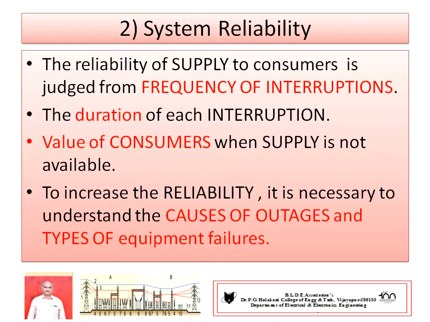Next, continuing from that, the reliability of power supply to the consumer is judged by the frequency of interruptions. I told it is directly related. Which reliability is good? Consumers want fewer interruptions of power supply, the duration of each interruption, how much time power is off, and the value of consumers. Value of consumers means for what purpose the consumers are utilizing this electricity.